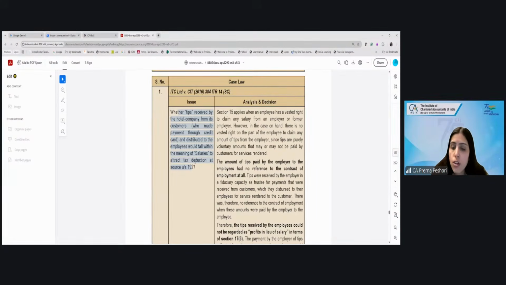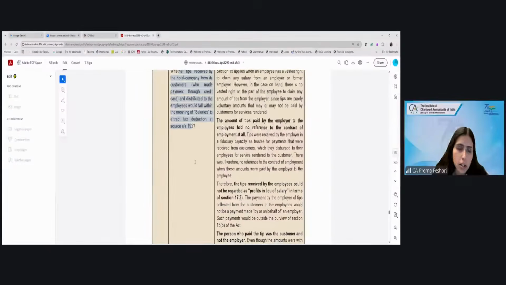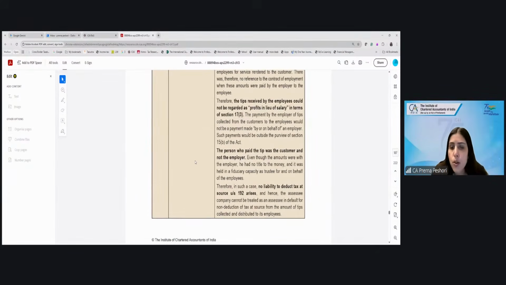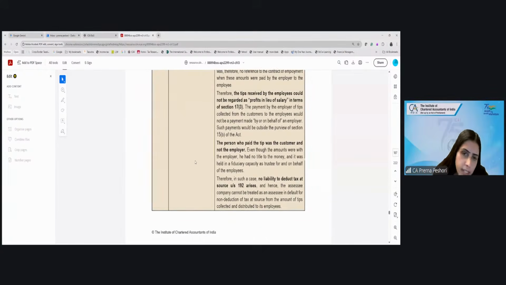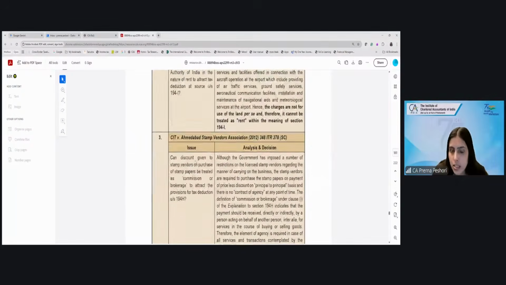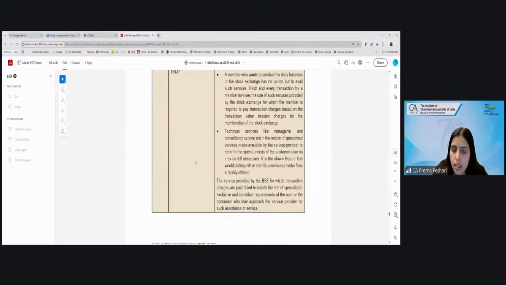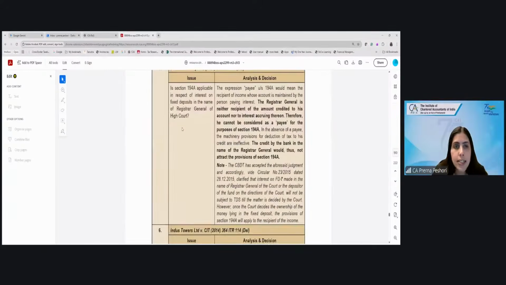There is no reference to the contract of employment because these are not mandatorily to be paid by the hotel to the employee. So these cannot be regarded as profit in lieu of salary, and therefore these are only the payments received by or on behalf of an employee, and therefore the TDS was not required to be deducted by the hotel. The customer who paid the tips also is not required to deduct TDS because he is not the employer. So on these tips there will not be any TDS. Clear? Yes or no? This case we already dealt with.